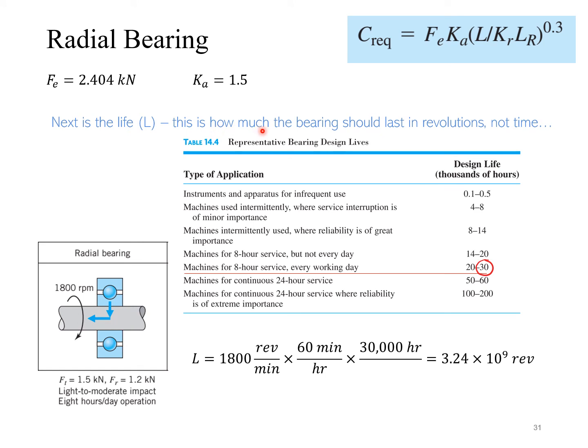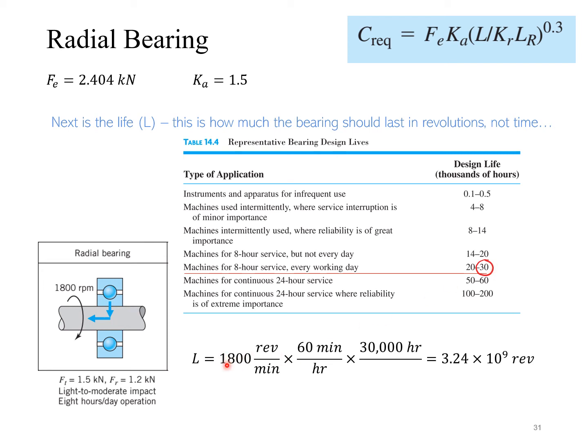Next in this equation, we're going to solve for the life. This is how many revolutions the bearing should last. Remember, it's not in time, it's by revolutions. However, if you remember, this machine where this bearing is used works 8 hours a day. I'm going to assume that it's used every working day. So they give us a range here. We want to make sure that the bearing is good between 20 to 30,000 hours. I'll always take the bigger number, because the more hours I design for, the more confident I'm going to be in my design.